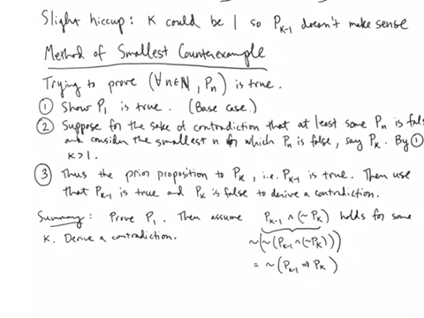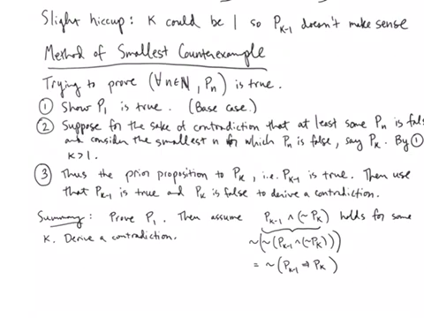I remember what we did in our standard discussion of induction last time: you prove P1, and then you prove that Pn implies Pn plus 1 for any n, right? So we see here that the logical structure of what we're doing in this method of smallest counterexample is exactly the same as in induction.